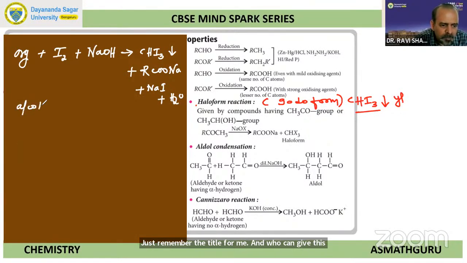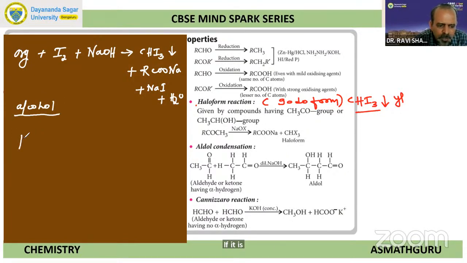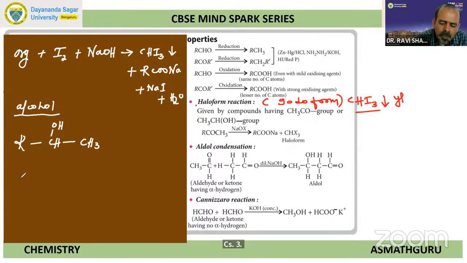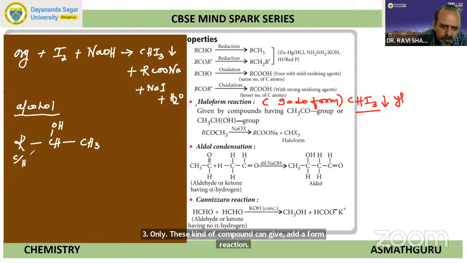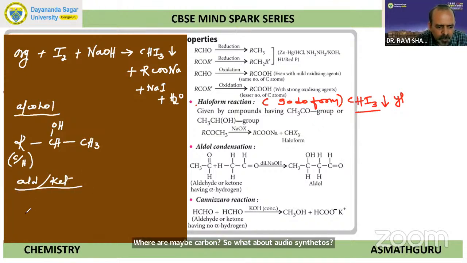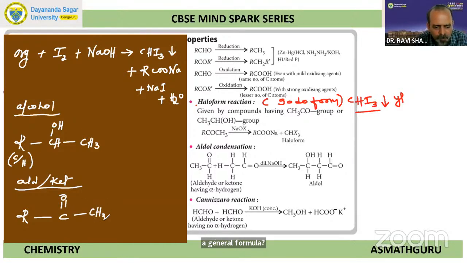And who can give this iodoform reaction? If it is alcohol, any compound having the general formula RCH(OH)CH3, only this kind of compound can give the iodoform reaction, where R may be carbon or hydrogen. Then what about aldehydes and ketones? Who can give this iodoform reaction? Any compound having the general formula RCOCH3, where R may be carbon or hydrogen. Only they can give this particular reaction. Only they can give the iodoform reaction.